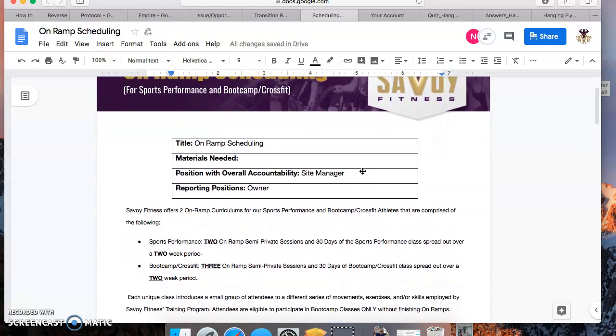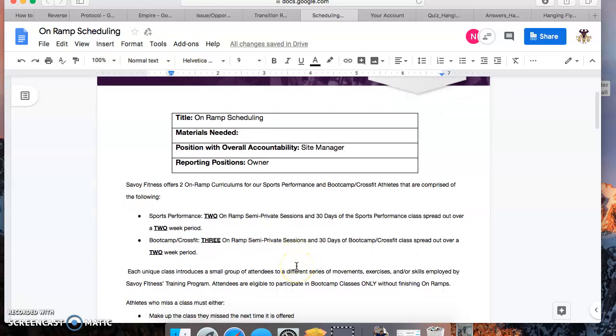Basically, on-ramp scheduling, there's two types. You got one for our sports performance and one for our boot camp and CrossFit class. As indicated below, key points of emphasis with this are there are two on-ramp semi-private sessions for the sports performance, so they get two on-ramp semi-privates and 30 days of sports performance spread out over a 2 week period. It's very important that you know it's a 2 week period because it allows us to shuffle more people through the door, particularly doing two different sports performance on-ramps within that month.